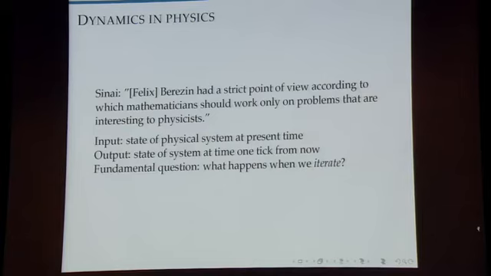So maybe I'll comment, in one of Sinai's memoirs about his time in this incredibly fertile period in Moscow in the late 50s and early 60s, he writes of his colleague, Felix Berezin, that he said, mathematicians should work only on problems that are interesting to physicists. It's a very strict standard. We're going to ask Professor Sinai at the end whether he agrees with this statement.